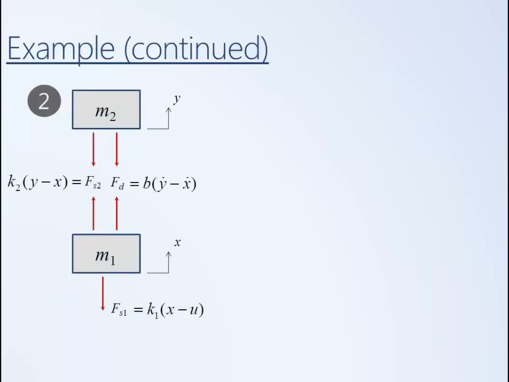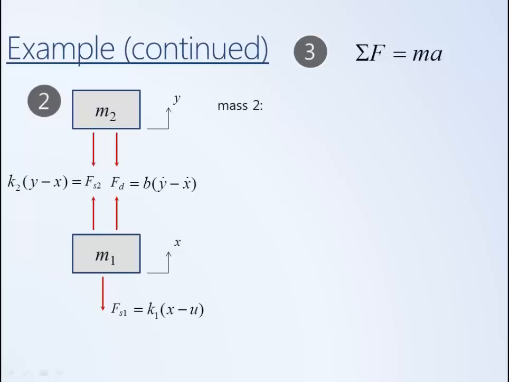Taking these free body diagrams to the next page, we can then move on to the third step of the procedure, which is to apply Newton's second law in order to generate the equations of motion. If you recall, Newton's second law is sum of the forces equals mass times acceleration, and we will have to do this for both masses.